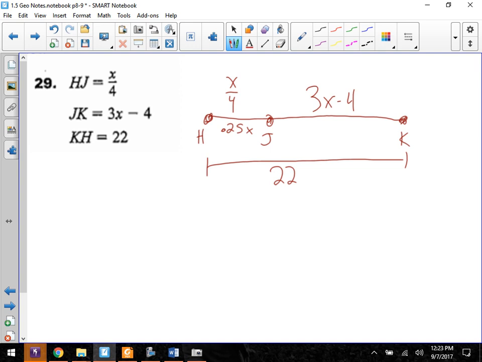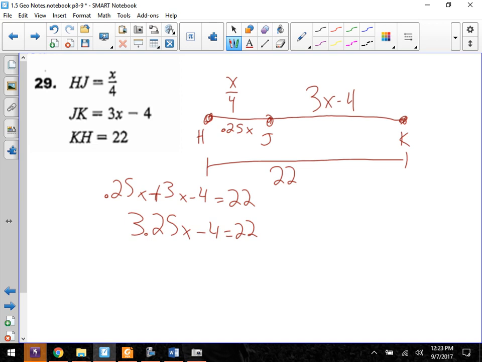Okay. Do you all agree that still has to be segment addition? Small one plus small one is the large one. It just means the same thing. I'm going to still write it out as 0.25x plus 3x minus 4 is 22. What's 3 plus 0.25? Exactly. Don't you have a calculator that'll do the rest of this for you? If you had your calculator, you'd be able to do that. I just wanted to show you that.